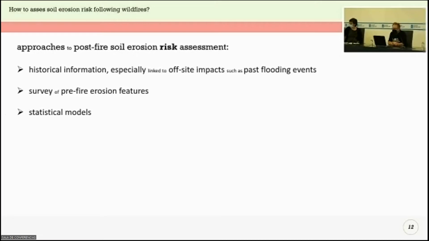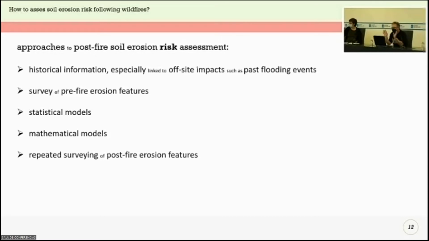Then we can use statistical models. Then we can use mathematical models. I will say more about that. And then we can also do something which is repeated surveying of post-fire erosion features. In this case, we look at erosion features that occur after the fire. So we are actually not assessing the risk directly, but we are assessing the occurrence of erosion. And we can do the same by monitoring erosion, like Aveiro showed, with plots and so forth.